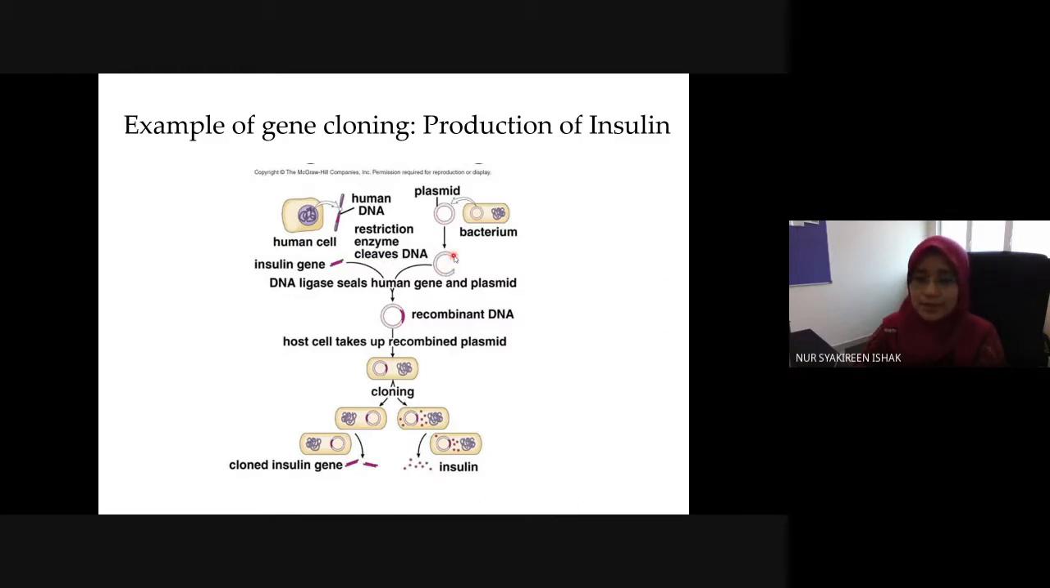After you have inserted the gene, you need to join these two pieces of DNA together, which is the plasmid and the foreign DNA, using the enzyme DNA ligase. You can use either the word join or ligate. Sama je. Insert the gene into the plasmid and join or ligate using DNA ligase. This will seal the human gene and the plasmid together to form recombinant DNA.